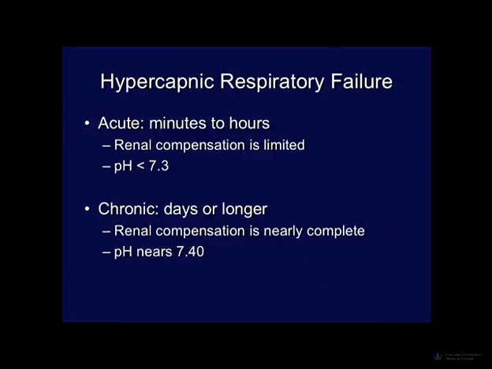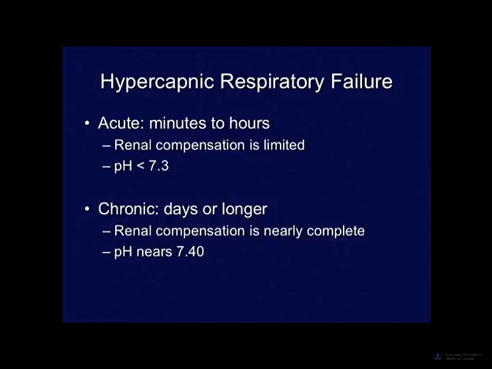It could be in the 6s range, again, depending on how high that carbon dioxide rises and how quickly. Chronic is on more of the order of days or longer: days, weeks, even months. You could have people with, very commonly, chronic hypercapnic respiratory failure. And assuming that their kidneys are able to compensate and they're able to make enough bicarbonate, you can get a pH that's closer to normal.